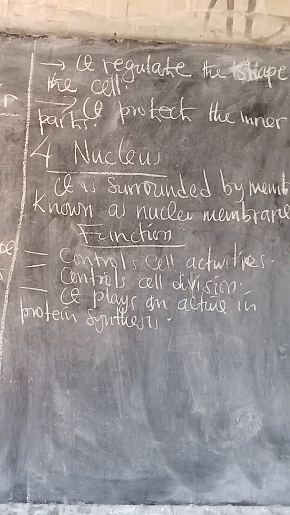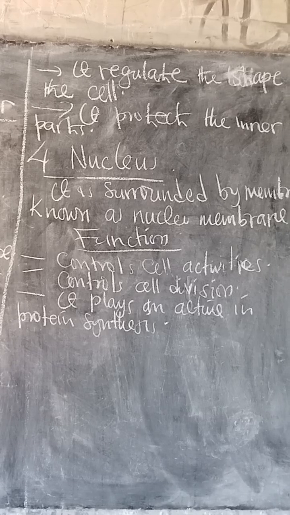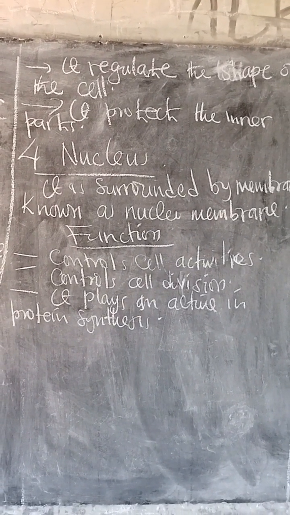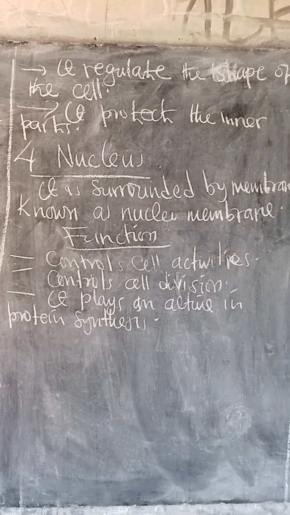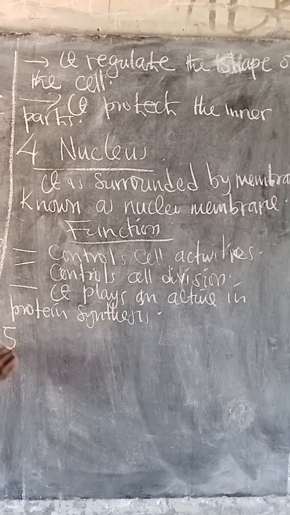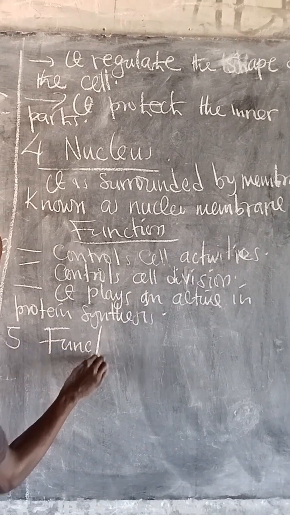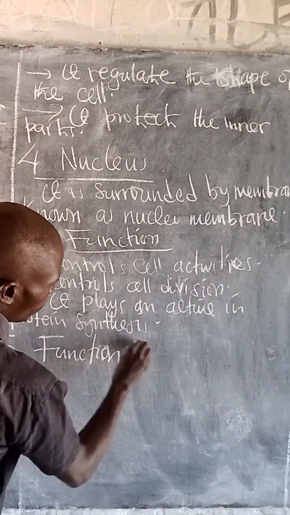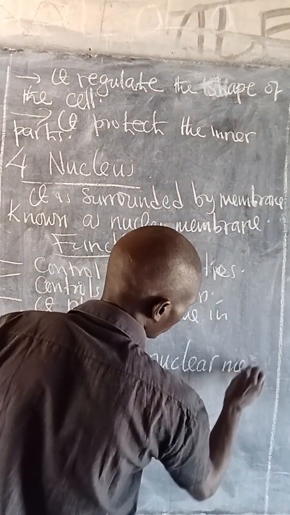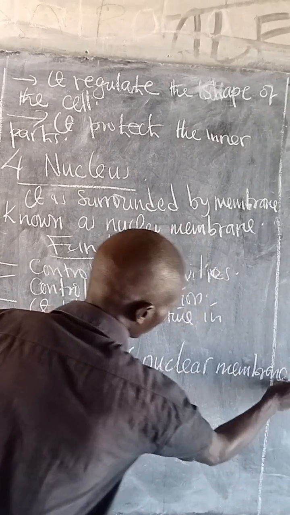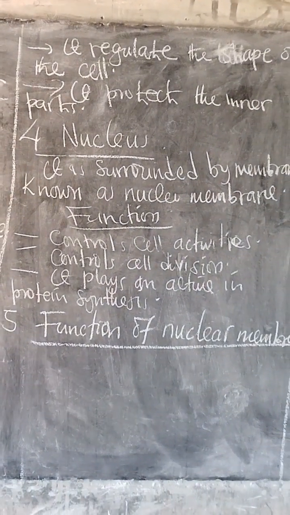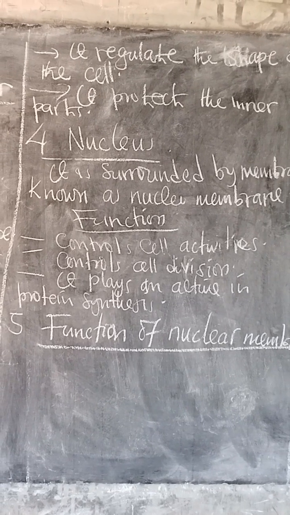Now we had said that when we look at the cell under an electron microscope, we are able to see the nuclear membrane. Let us also summarize the functions of the nuclear membrane. The nuclear membrane also plays some functions within the cell.